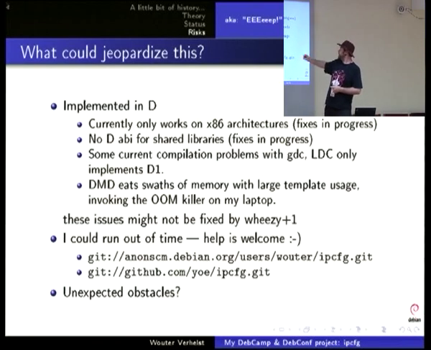And then there are some issues with template usage, and I've actually invoked the OOM killer a few times by just compiling a single D file, which used a fairly extensive template system. These are issues that may or may not be fixed by Wheezy plus one. The last one isn't really an issue for Debian itself, because I do not intend to upload anything that depends on non-free software into Debian, not even into experimental. So if the compiler issues aren't fixed, it's going to have to wait. But at any rate, this could be an issue for implementing it.